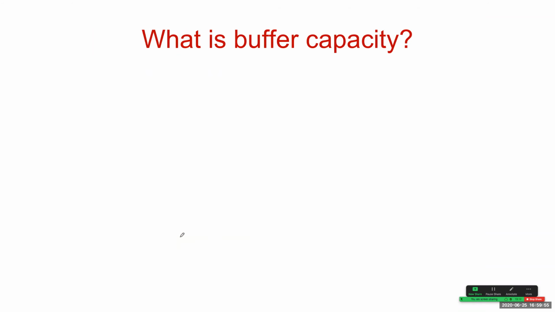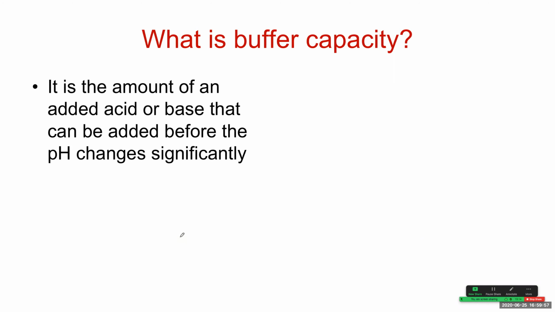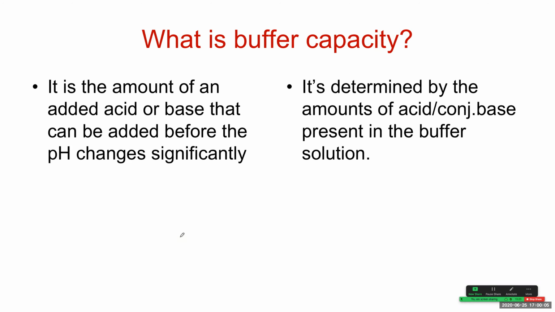So what is buffer capacity? Well, it's the amount of an acid or base that can be added before the pH changes significantly. So it's determined by the amounts of acid and conjugate base present in the buffer solution. That is, the more concentrated the acid and conjugate base, the greater the buffer capacity.